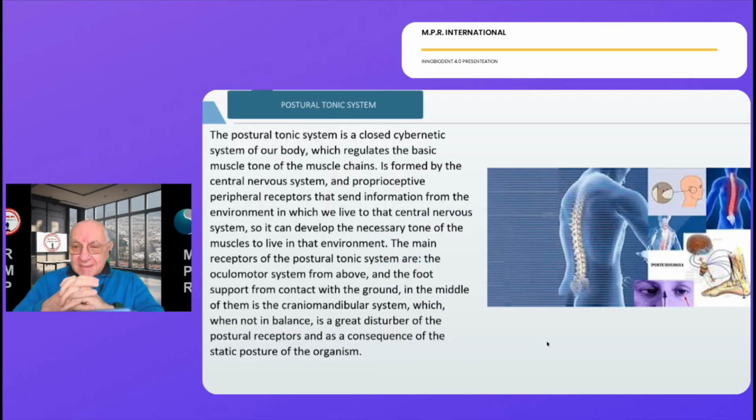The tonic postural system is the regulator of the body's muscle tone. It relies on key receptors such as the oculomotor system and the foot support mainly. A dysfunctional craniofacial system is one of the major disruptors of static posture. This is why it is essential to control its proper function, ensuring that it does not negatively affect the rest of the body.